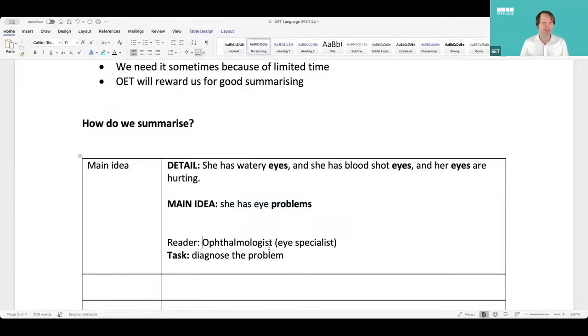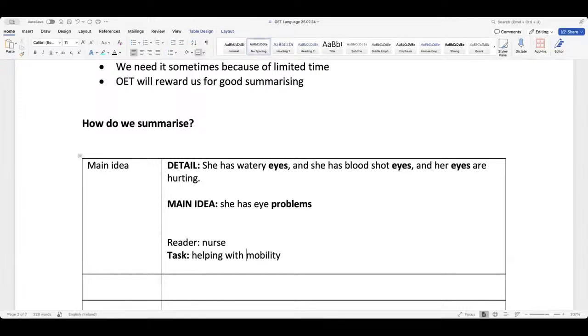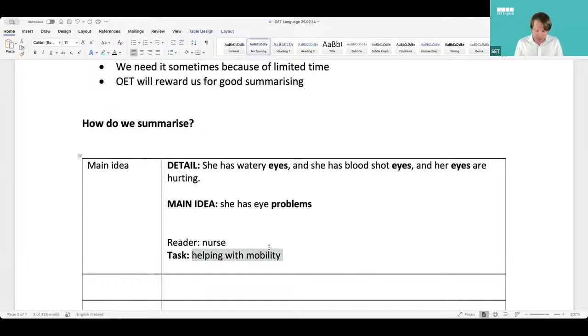But let's say we're writing to a nurse and she is monitoring mobility or helping with mobility. Do I need to give all the details now? No. Maybe not. Just to make it clearer, maybe I'm writing to a nurse who will give medication. Okay, you can say she has eye problems, but you don't need to give all the details. So that's the idea here.